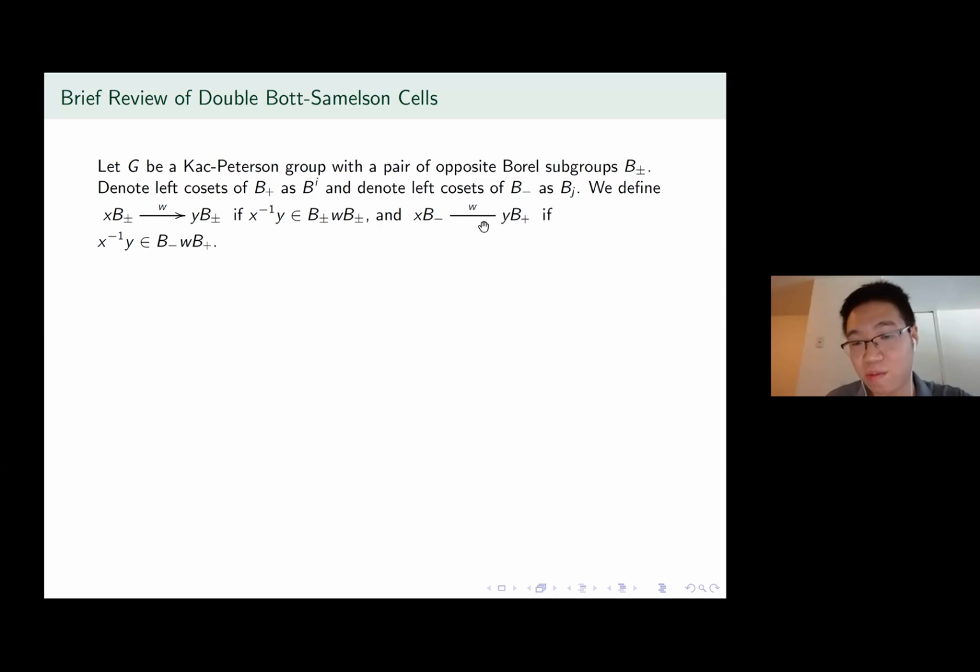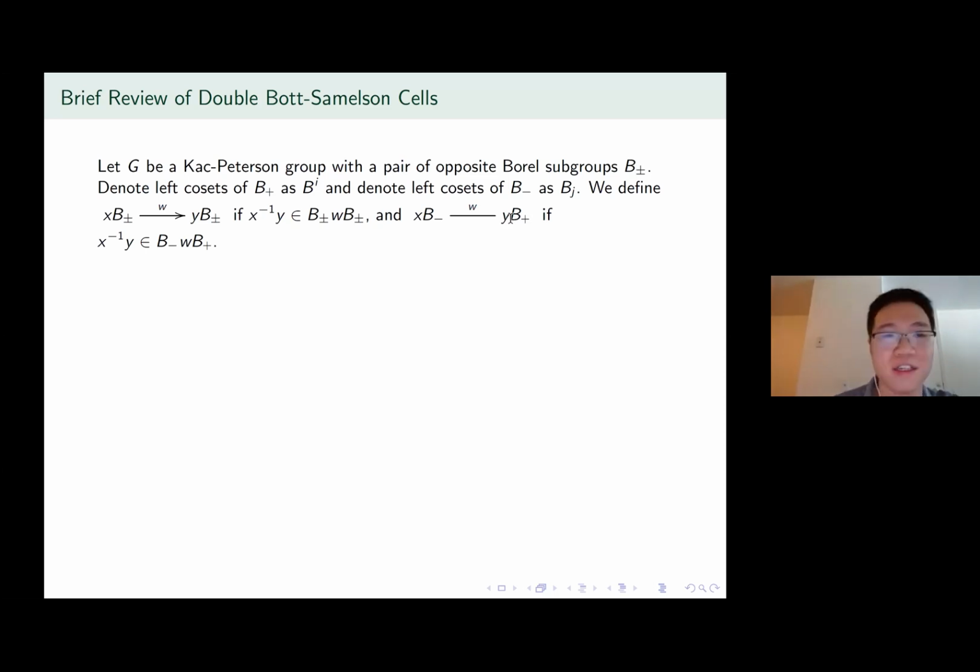If you take a coset of the minus and a coset of the plus, you can draw a line and label it, and you do so if X inverse times Y is inside this Birkhoff cell, B minus W B plus. In particular, if this is the identity element in the Weyl group, then we just ignore it and draw a single line, and that's the general position condition. So this is a co-distance. The shorter the Weyl group element is, the farther away these two cosets are.